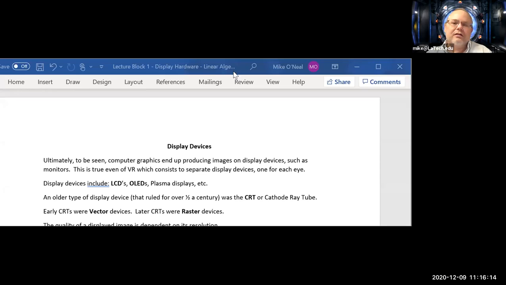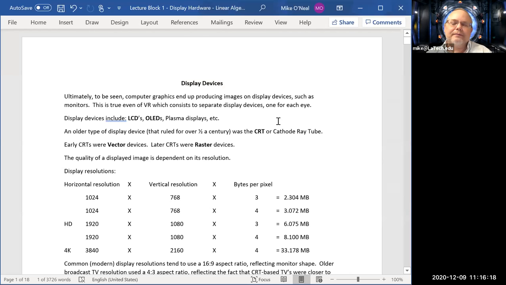No, that's true. I didn't realize that you didn't get to see it if I wasn't screen sharing. Hold on. I will go back to share screen, and I will go back to my lecture notes here. So you can see my mouse now, right?